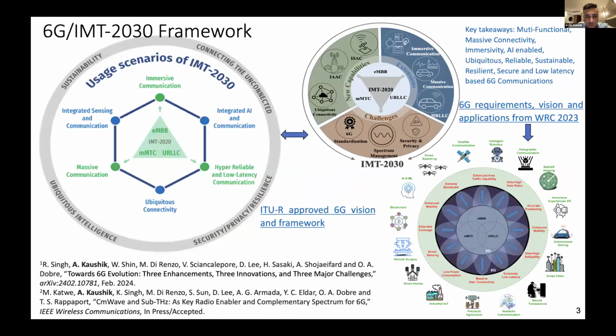When 6G comes into the picture, we see that we are taking forward the 5G and 5G advanced features, the key usage scenarios, and we are also adding on top some enhanced capabilities. So basically, we are adding integration of sensing and communication.